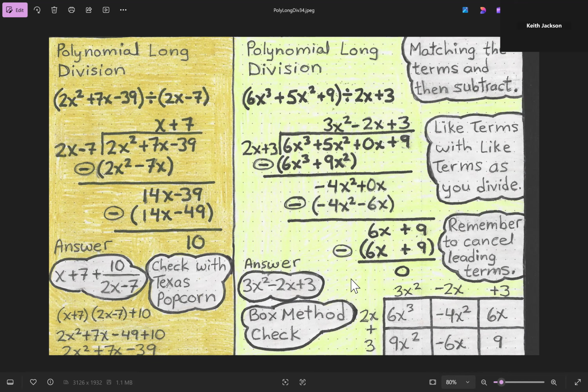Okay, you have been given a lot of information, and I wouldn't blame you if you need to pause the video to take a look at these two big examples, or replay this video as many times as you need to gain a deeper understanding of polynomial long division.